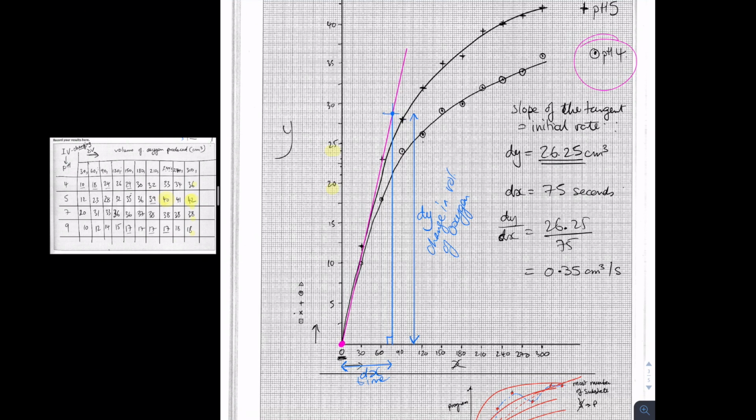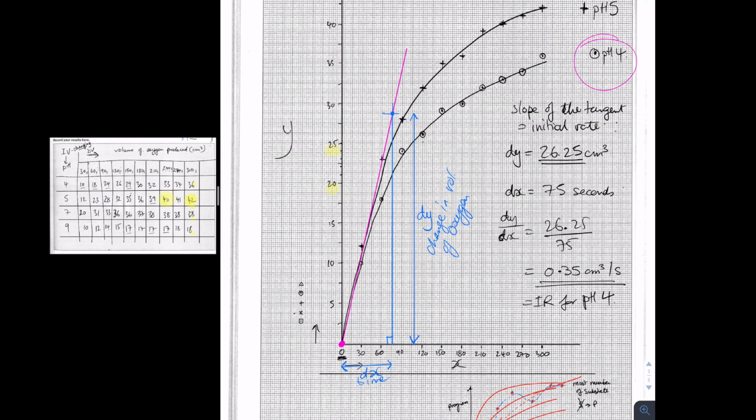Okay? And that is my initial rate for pH 4. So for catalase, working at pH 4, its initial rate under the conditions that we used is 0.35 centimeters cubed per second. And what we would do then is repeat that process for pH 5, and repeat that process for pH 7.